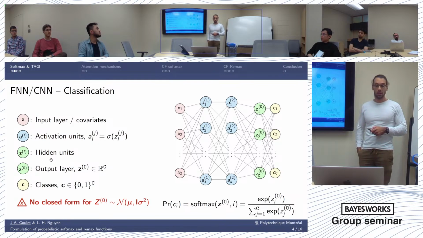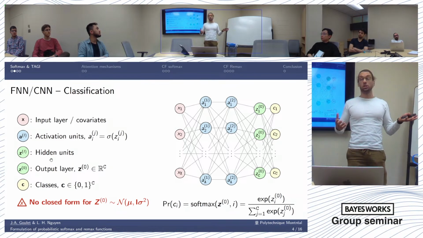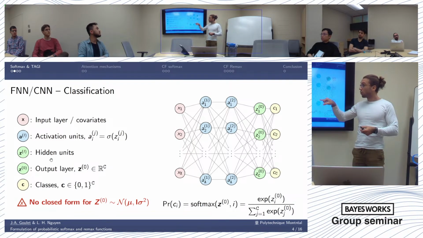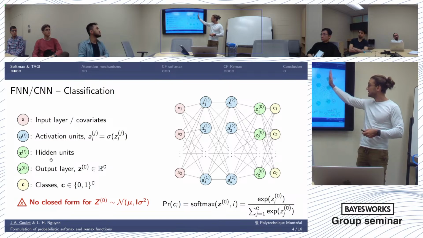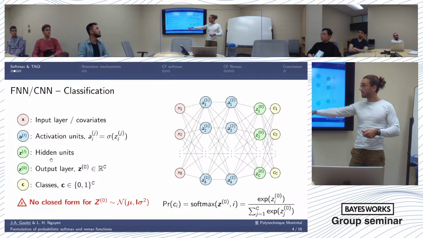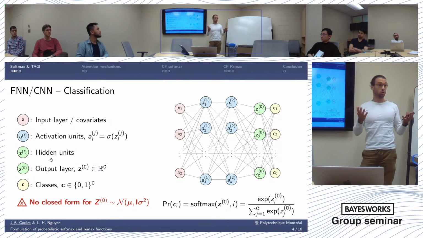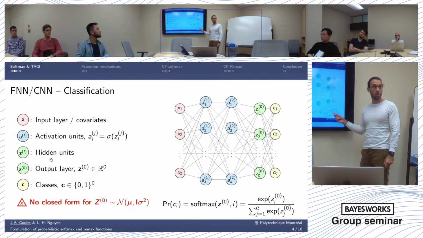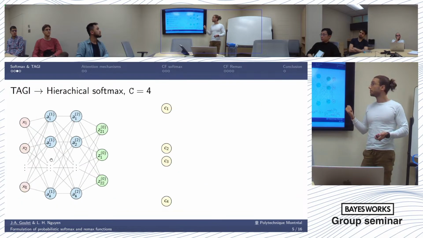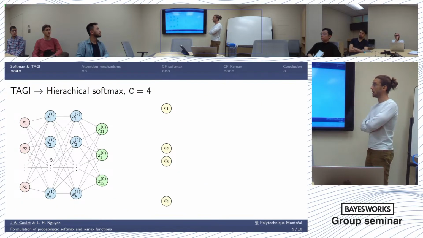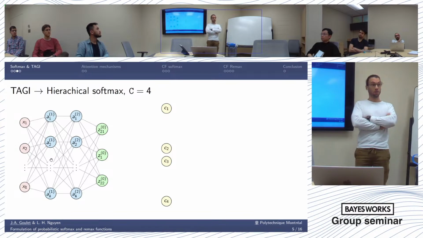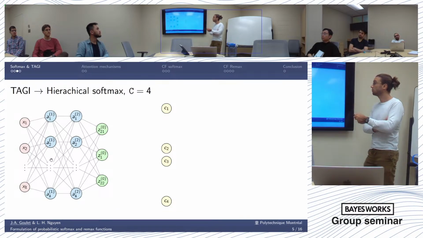The issue why we don't use this with TAGI is that there's no closed form solution if we say that the output Z, my vector here, is uncertain. So we have a Gaussian vector with mean mu and diagonal covariance matrix, so identity times sigma. We don't have a closed form solution to this, so we didn't use this in TAGI. What we actually use in TAGI is what is called hierarchical softmax. Here I illustrated an example where we have 4 classes.